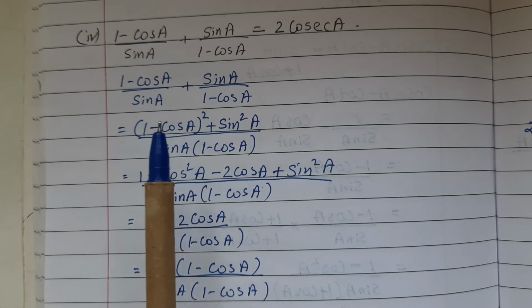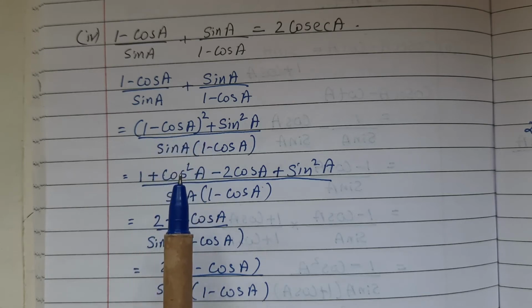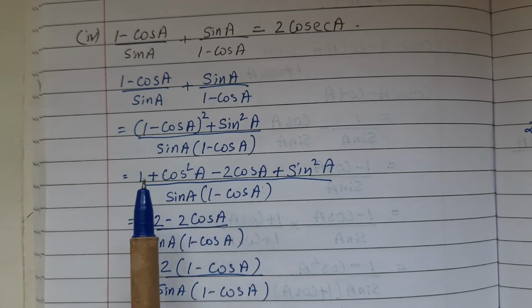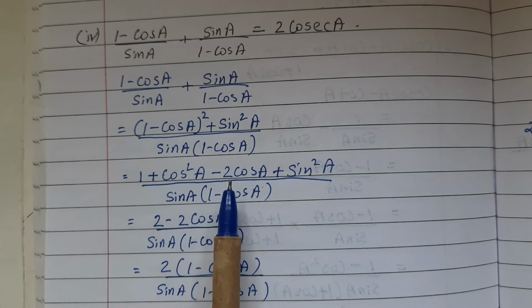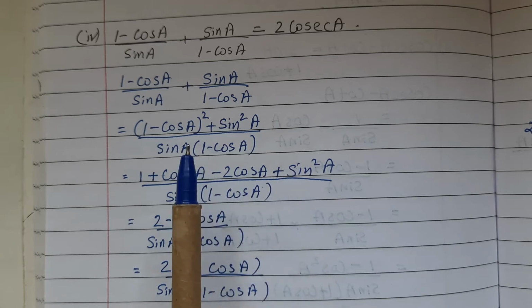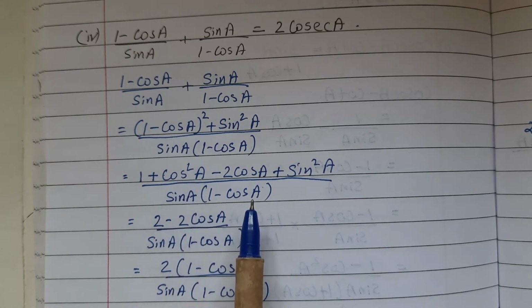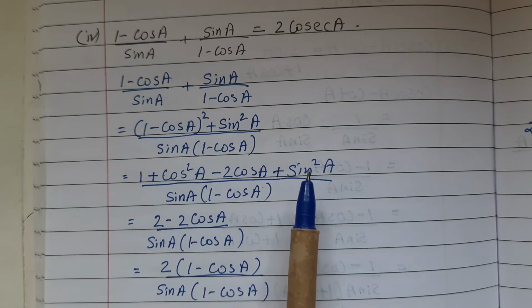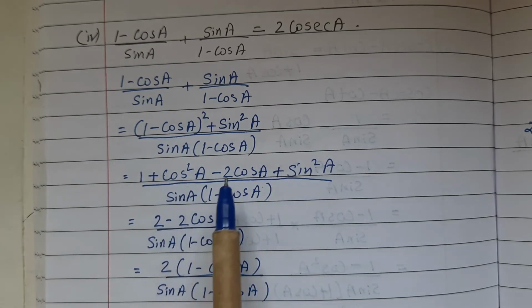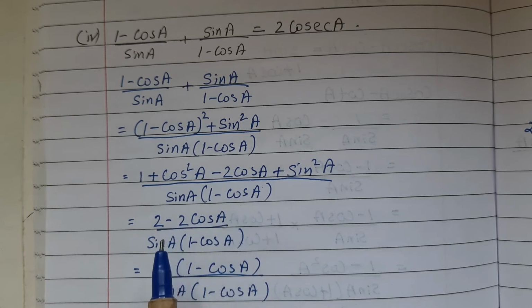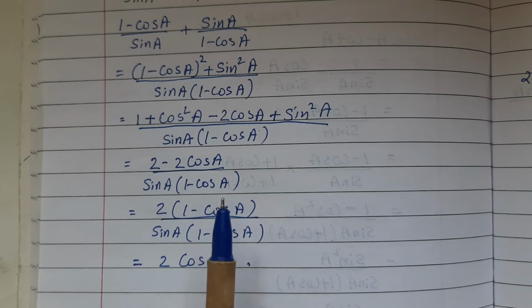Open the bracket. A minus B the whole square is A square plus B square minus 2AB, equal to 1 plus cos square A minus 2 cos A plus sin square A upon sin A into 1 minus cos A. Cos square A plus sin square A is 1. 1 plus 1, 2. 2 minus 2 cos A upon sin A into 1 minus cos A. 2 is common. 1 minus cos A upon sin A into 1 minus cos A, 1 minus cos A cancel each other. 2 upon sin A is equal to 2 cosec A equal to right hand side.